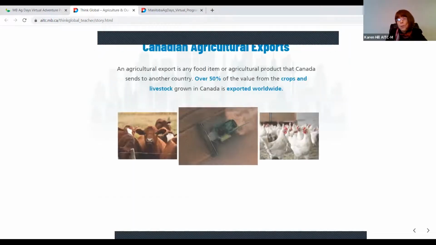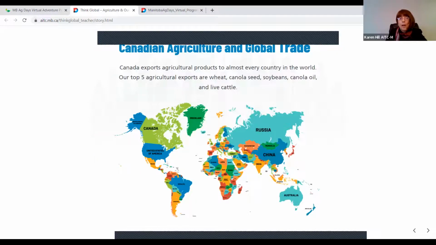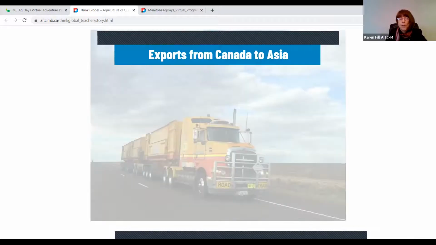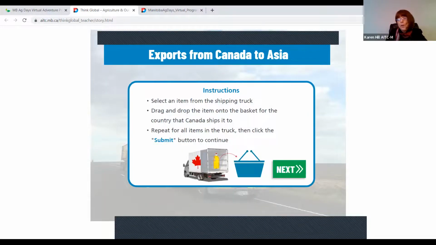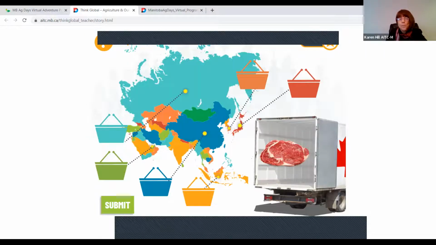Now we're going to focus a little bit more on exports. Exports are a big part of Canadian agriculture. We export more than half of what we produce. We export to just about every country in the world, and we have some, of course, top exports there. Now this time we have to take an item out of the shipping truck, and we have to put it into the basket of the country that we exported it to. Again, we can get the map to help us.